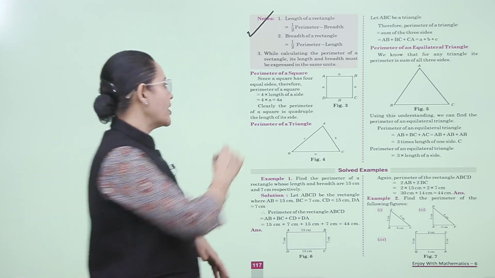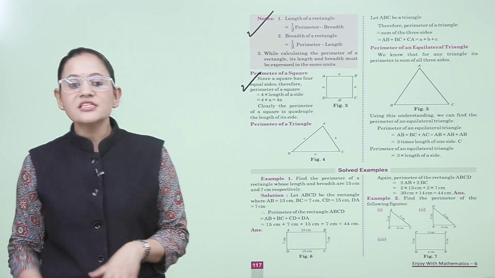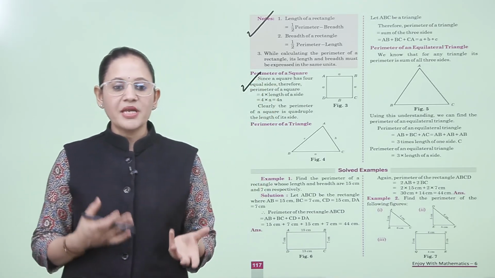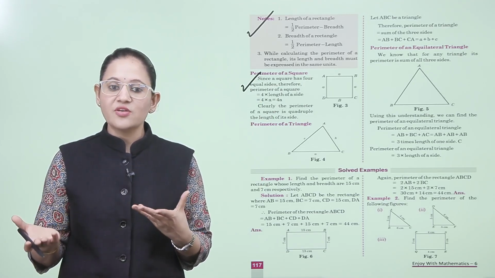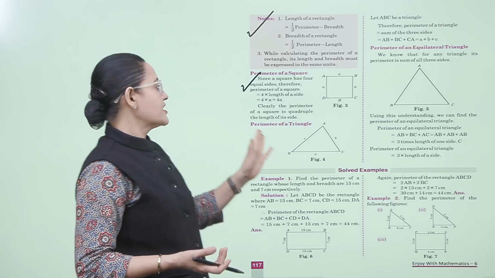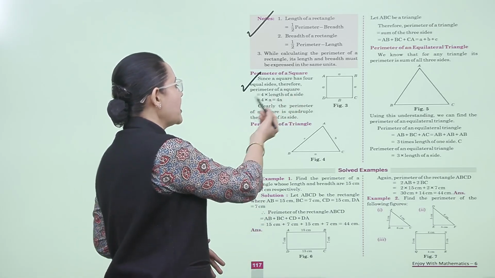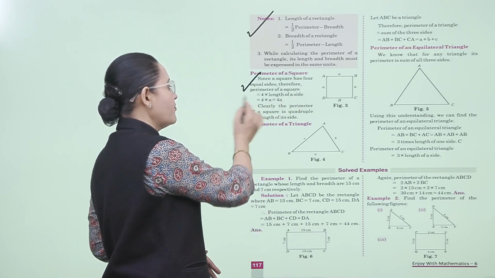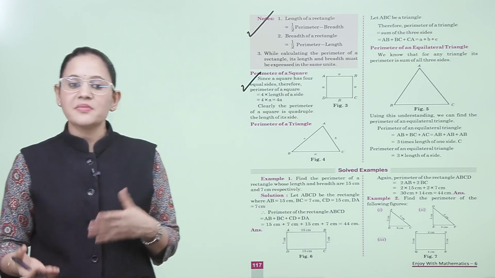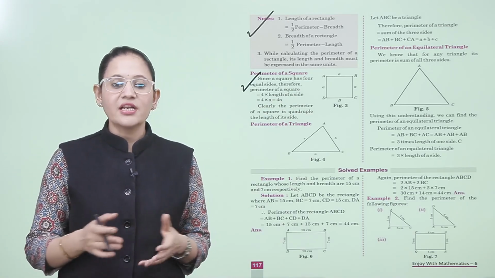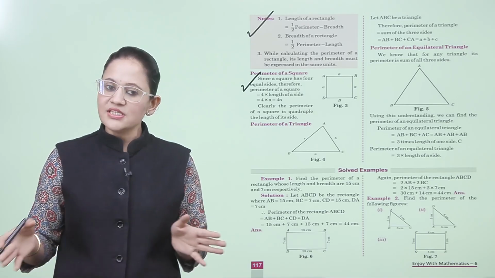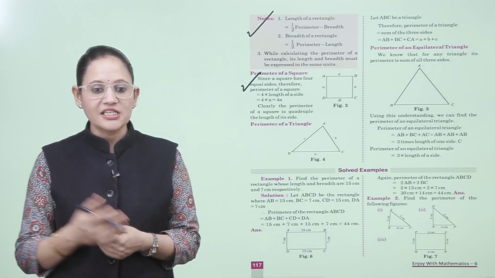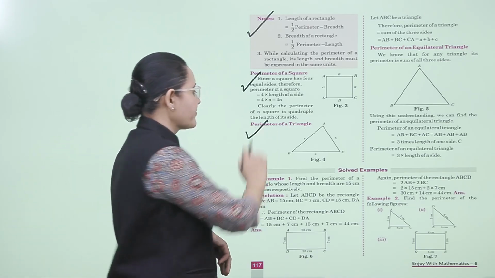Next is perimeter of a square. Since the square has 4 sides, the perimeter is equal to the sum of all 4 sides, and we know in a square all sides are equal. Here we have taken the side as a. So perimeter equals 4 into the length of a side, 4a. So that is the perimeter of the square. Clearly the perimeter of the square is quadruple the length of its side, means 4 times the length of its side.